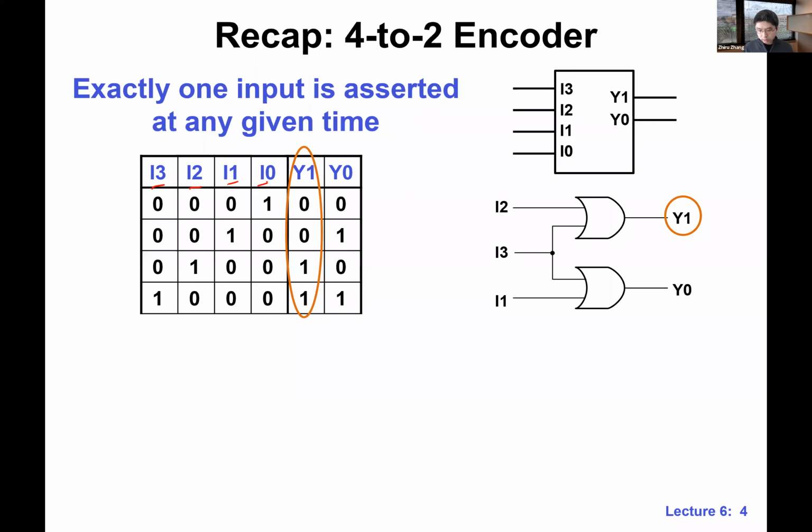I asked one question last lecture. If you look at, for example, Y1, somehow Y1 only depends on I2 and I3. I0 and I1 are not even in the picture. So what's going on? I think we did agree that if you look at this truth table, we only have 4 rows here, so this is not really a complete truth table.